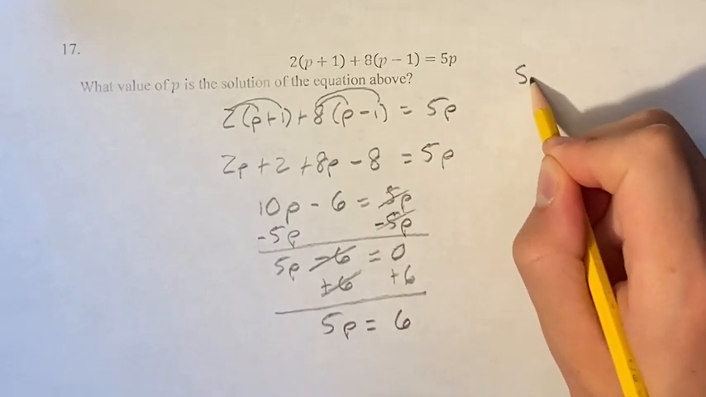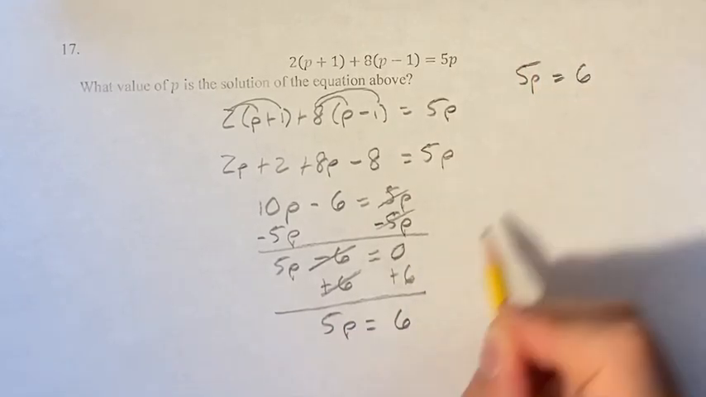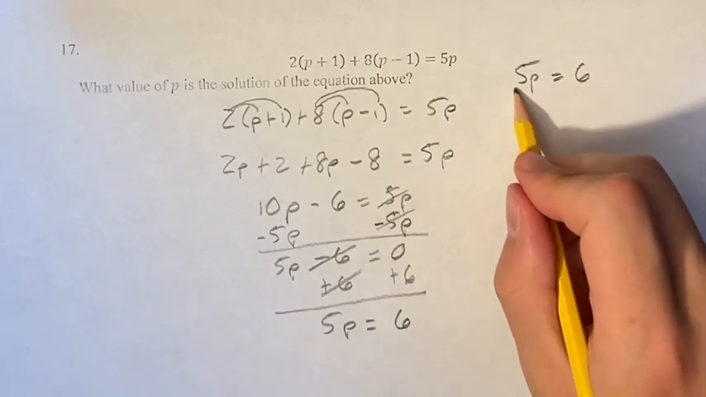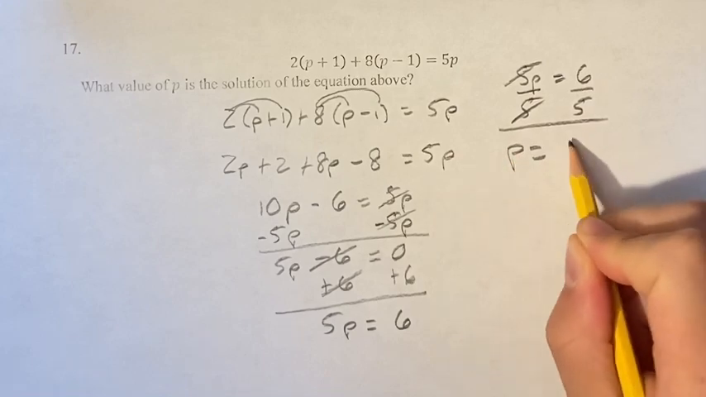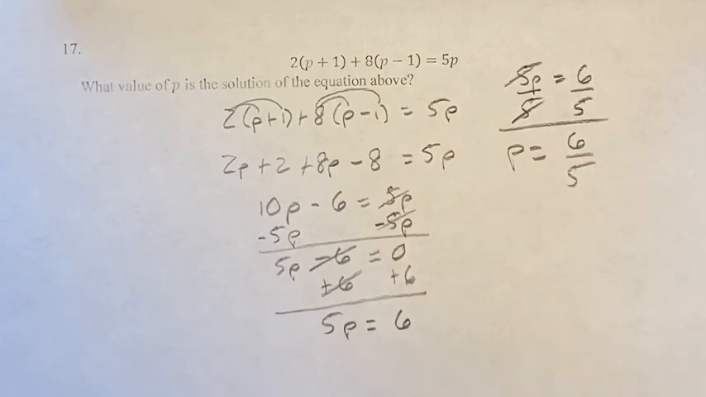And then the last step, just rewriting 5p equals 6, same equation, just up here so we don't run out of space. If you divide both sides by 5, these sides cancel, and we get p is equal to 6 over 5. What value of p is the solution to the equation above? 6/5 is going to be your final answer.